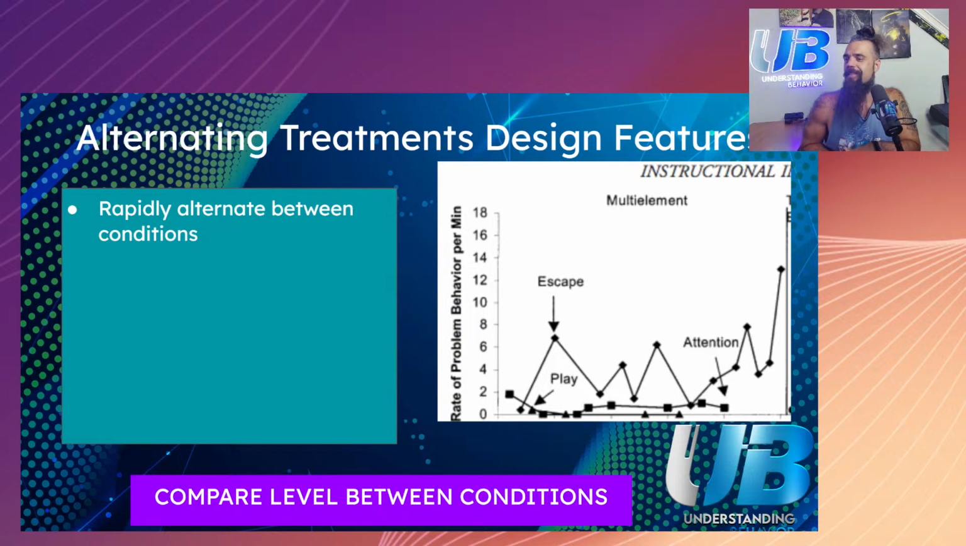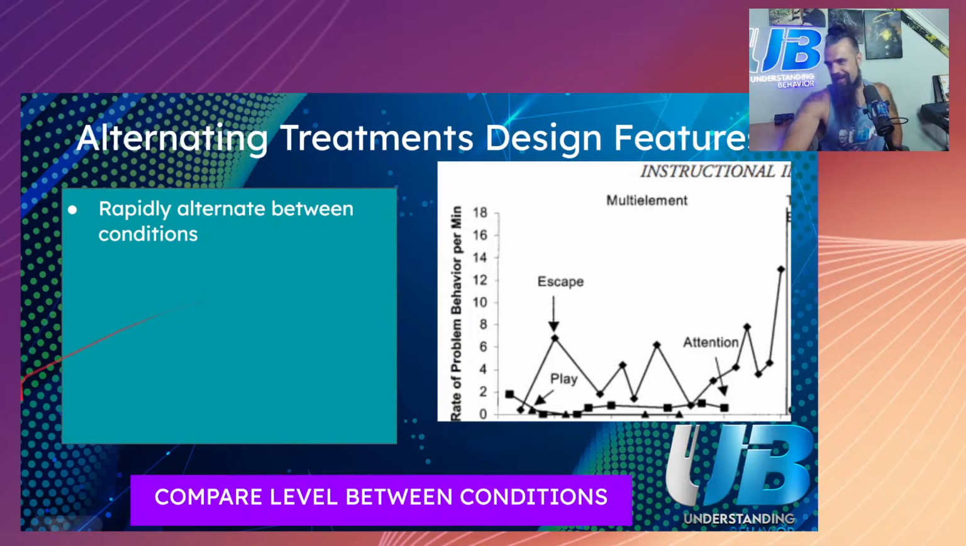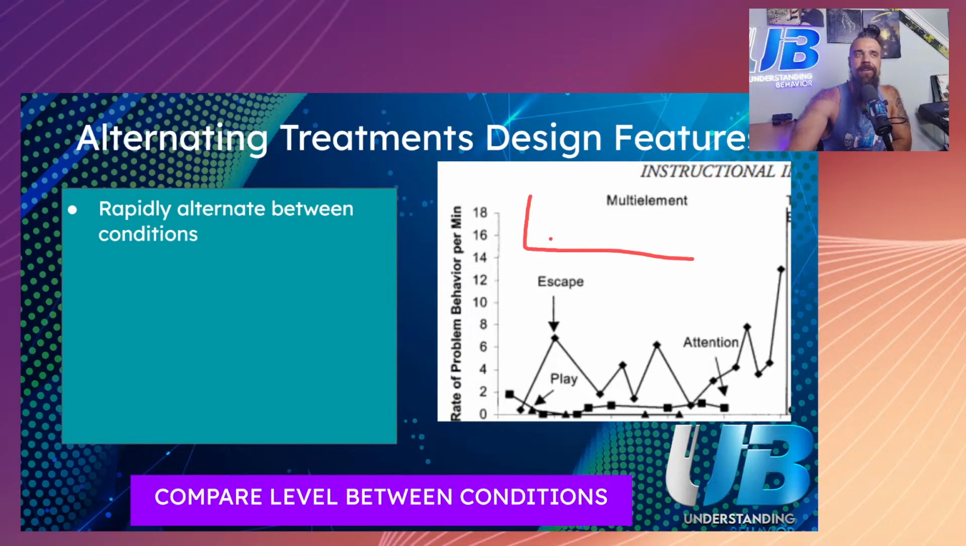Oh, Jessica says, can you baseline intervention? Ooh. All right, gold star for Jessica. She nailed it. You absolutely can. You can do a rapid alternation between a baseline or a control condition and a single intervention. So yes, you can do this design with only one intervention.